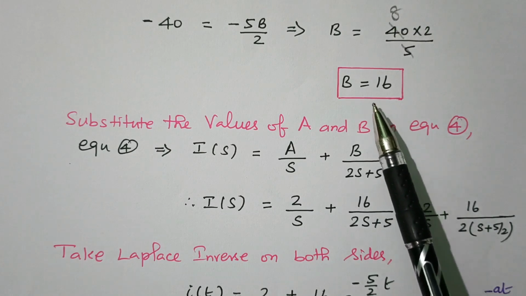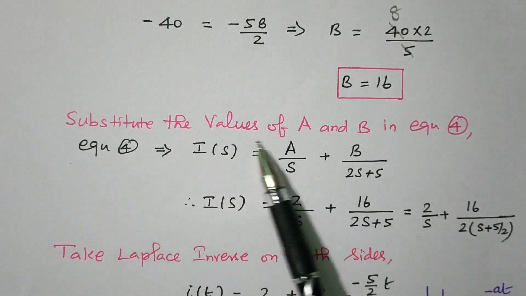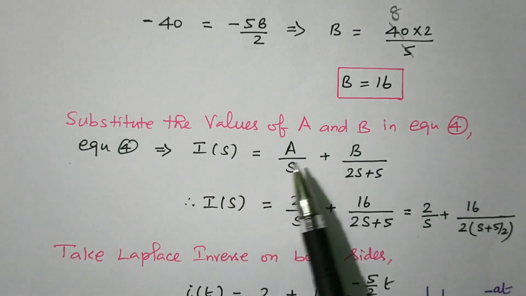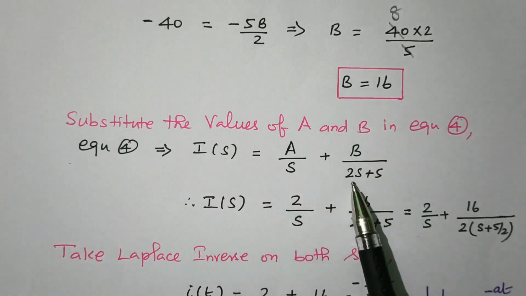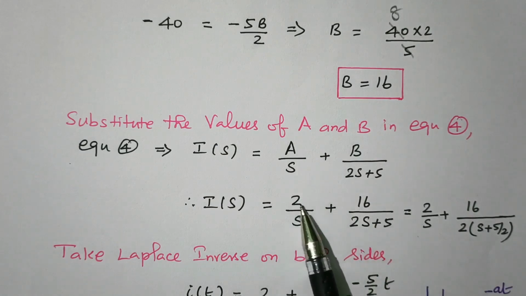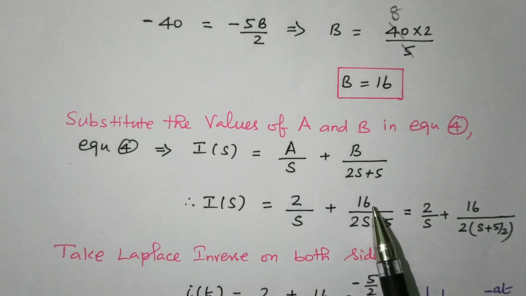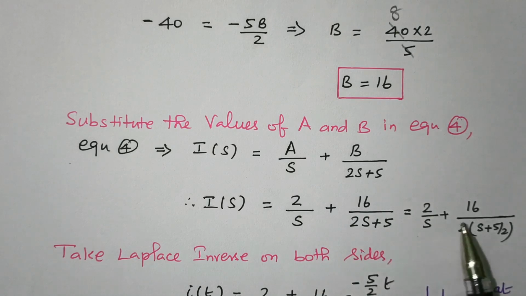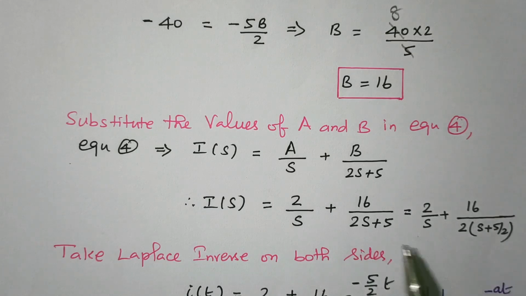Right? Now we calculated the A and B values, so we can substitute them in equation number 4. So I of s equals A by S plus B divided by 2S plus 5. Now A is calculated as 2, so 2 by S plus B is 16 divided by 2S plus 5. So that is equal to 2 by S plus 16. We can take this 2 outside. We need to bring it into the S plus A format, so that this 2 is taken outside. So S plus 5 by 2, since the 2 is not there. Right? So it is in the format S plus A. Here 2S is there, so we have to take the 2 outside. It is in the standard format.